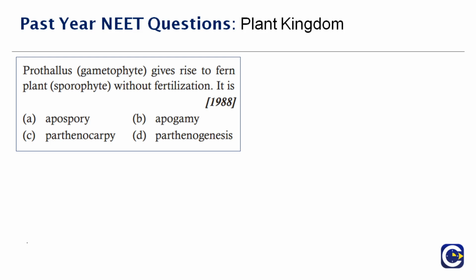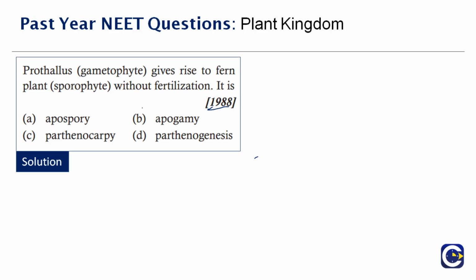Let's read it here. Prothallus gives rise to fern plant without fertilization. They're talking about a gametophyte giving rise to a sporophyte without fertilization. So what is that scenario called? This question was asked in the year 1988. Here you are given 4 different terms: apospory, apogamy, parthenogenesis, parthenocarpy. We will see each term in detail and then conclude what the answer is.